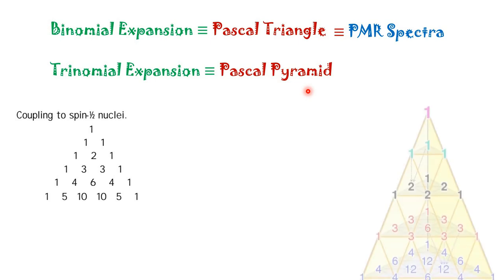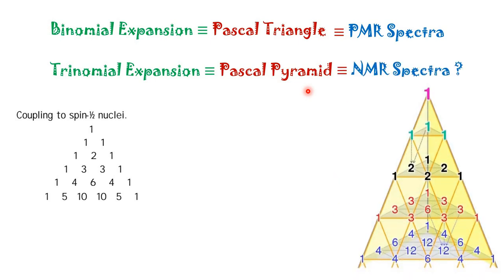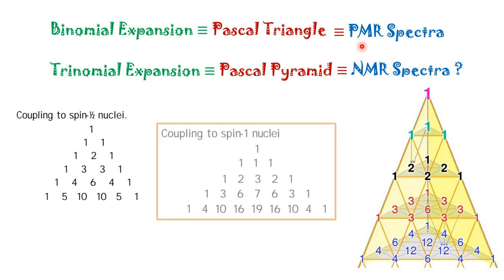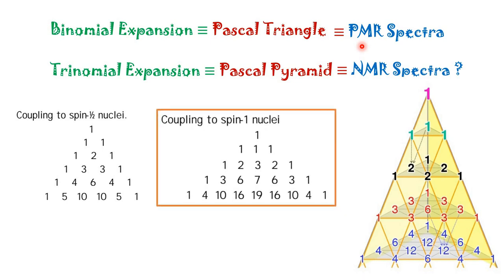But the next question, the most important question, is what about the NMR spectra? Can NMR in general replace the PMR? That means, can spin 1 or greater than 1 replace the spin half? Okay. And the answer is unfortunately no. You see carefully that 1 is okay, 1 1 1 is okay, this pyramid is okay, but the next one is the original spin 1 nuclei splitting ratio, right? That could be explained by physics.